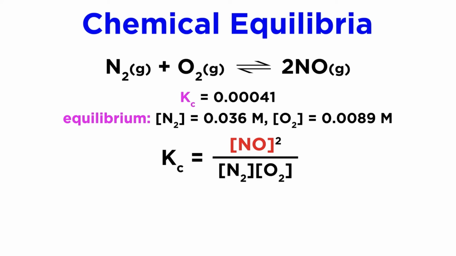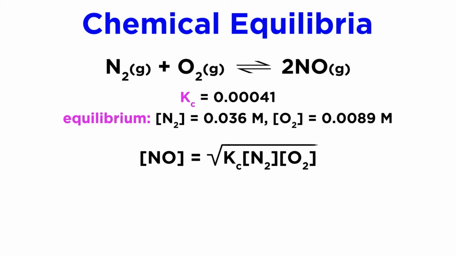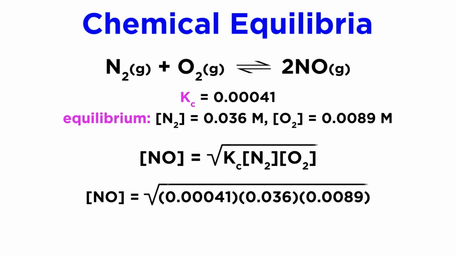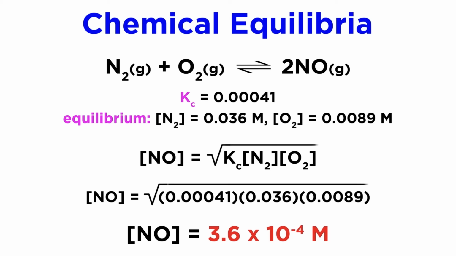Then we can rearrange this to solve for NO concentration. We simply have to bring the reactant concentrations up to the other side, and then take the square root of both sides. Now we are ready to simply plug in all the values we know and do the arithmetic. And this should be the equilibrium concentration of NO, 3.6 times 10 to the negative 4.